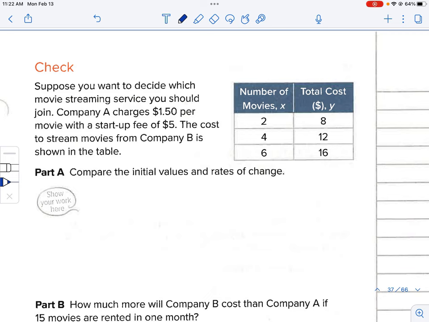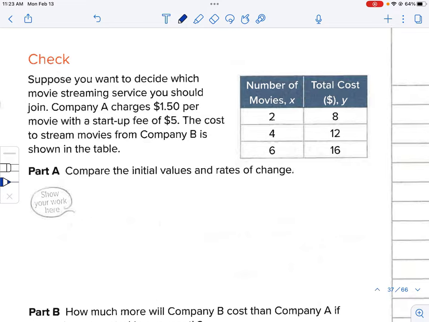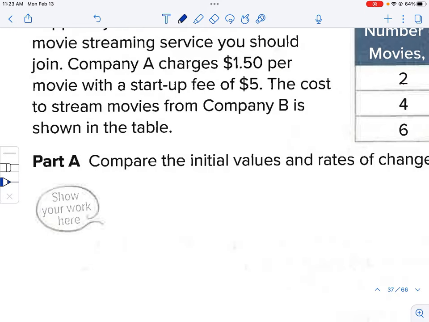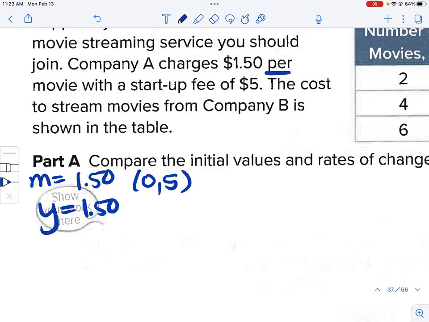So here it says, suppose you want to decide which movie streaming service you should join. Company A charges $1.50 per movie and a startup fee of $5. Per is telling you that that's the slope. So the slope for this is $1.50. The y-intercept, or the starting fee, is 5. So I have, sorry, I did not mean to put an M there.